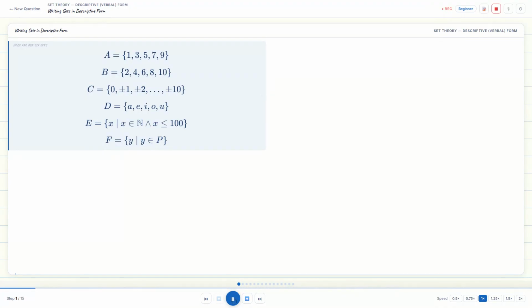Hello, we have 6 sets here. Right now, they are shown by listing their members. Our job is to write each one using words. That is called descriptive form.